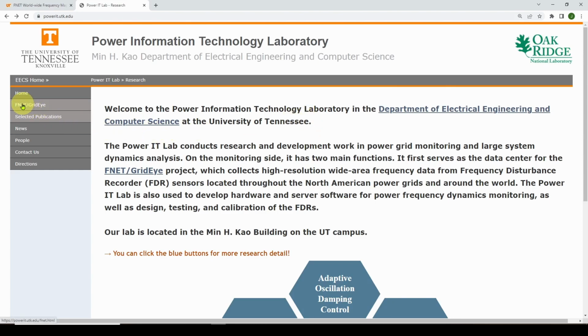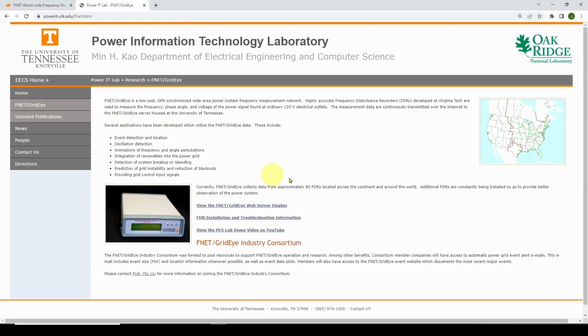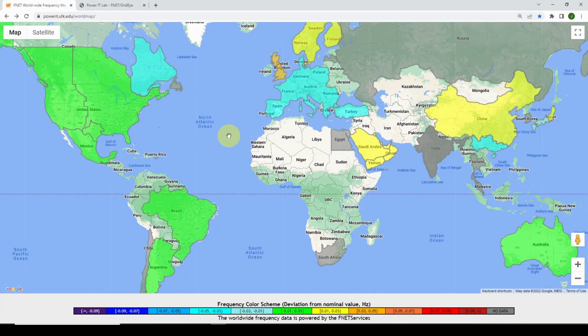And you can click on this FNet, which is Frequency Net Grid Eye. And that describes how they have set up this network around the world, and they are reading the frequencies of the different power systems. And I believe it's all volunteer people. And what they do is they send out this little device to volunteers, and they connect it over the internet, and they are able to take the real-time data from these devices and project them onto a Google Earth map and show you the real-time electric power frequencies.